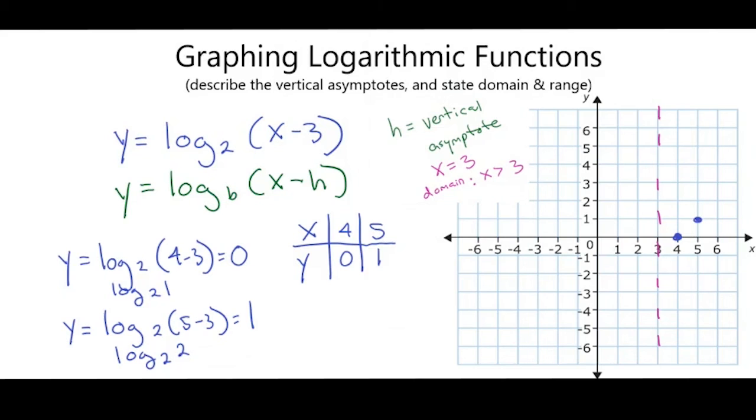And now I will draw my curve connecting those 2 points and approaching my vertical asymptote. So now that's the curve that we needed to draw. That's the graph of our logarithmic function. And now we can find our range. It looks like our range can go as high as it wants and as low as it wants. So that means that the range is all real numbers. So that is how you graph y equals log base 2 of (x minus 3).